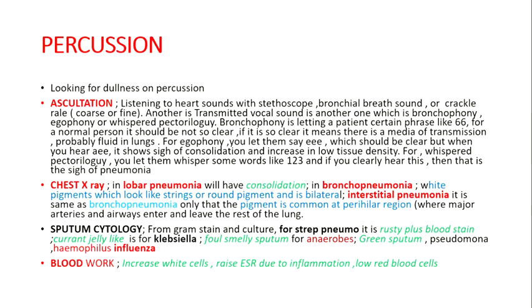Another thing you can do is blood work, to see if there is an increase in white blood cells, an increase in ESR due to inflammation, or if there are raw red blood cells, because we have seen that when there is extreme damage in your vascular region, more red blood cells will enter your alveoli, and they just start to die there. So those are the things you need to do in order to diagnose pneumonia.